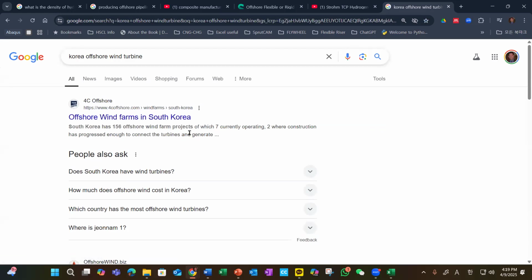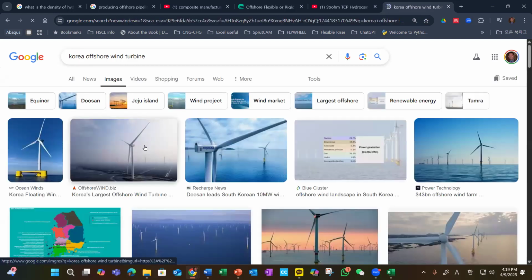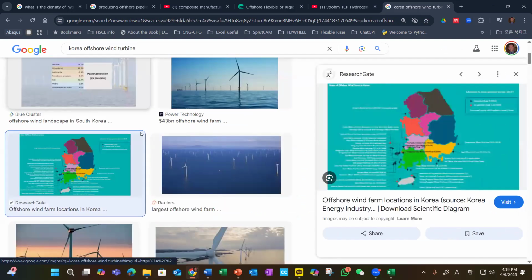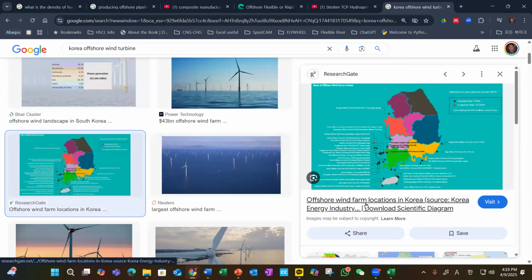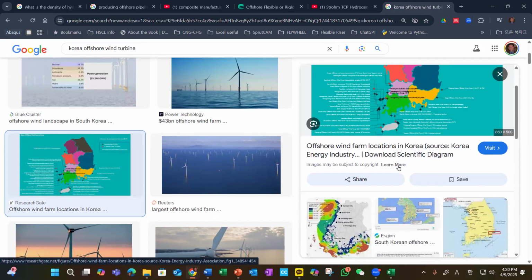Now, Korea plans to have lots of offshore wind farms. This shows the offshore wind farm locations in Korea. As you can see, in the southern part of our country we plan to have offshore wind turbines, and also along Jeju Island there are lots of plants you can take a look at.